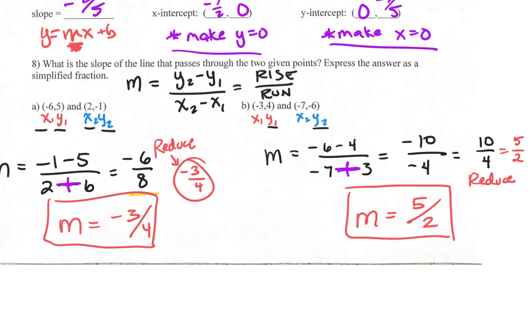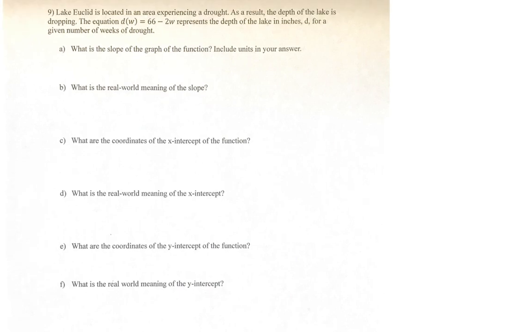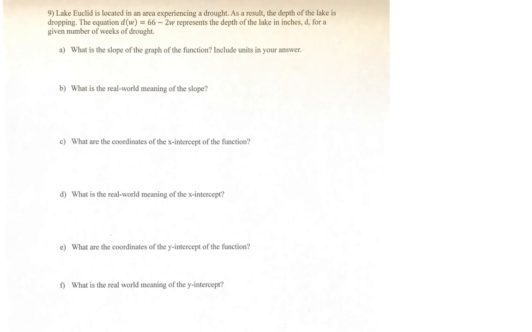All right, on to the next page. Okay, this next page is huge, man. There's a lot going on here. It all starts with this function, d of w equals 66 minus 2w. It's talking about a lake, and the lake is drying up, and the depth of the lake is decreasing. So I bet d stands for the depth of the lake. And I bet w stands for weeks, because it says that.